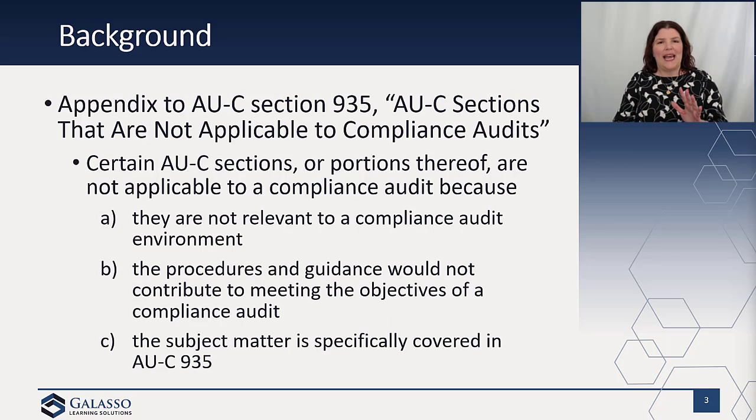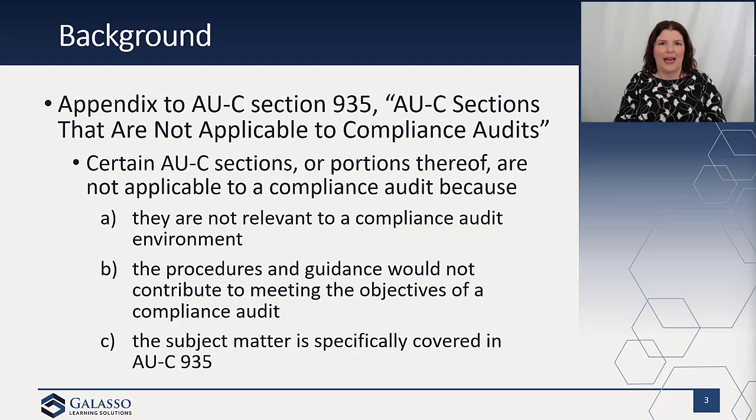Now, there is an appendix in the back, which is probably my favorite place to go, which covers what is not applicable, right? So certain AUC sections just don't apply, or pieces of an AUC section do not apply when you're doing a compliance audit. And so as a result, there is an appendix that basically says, hey, you don't have to follow these paragraphs or this entire section. For example, group audit, I believe, is one of the ones in there. And you don't have to follow this at all, right? You get to basically skip this, right?